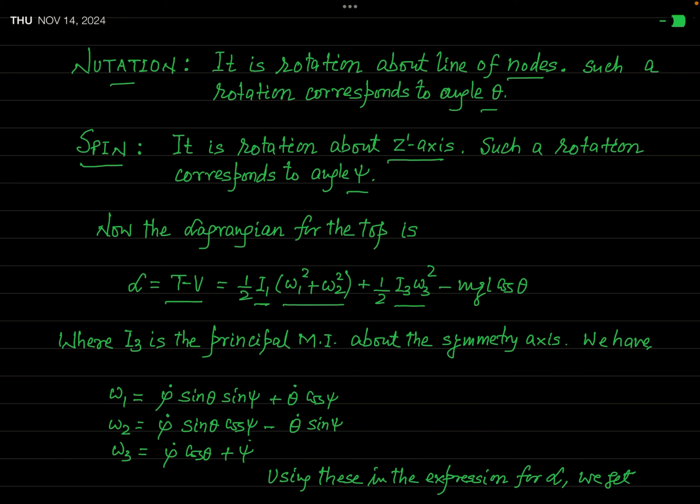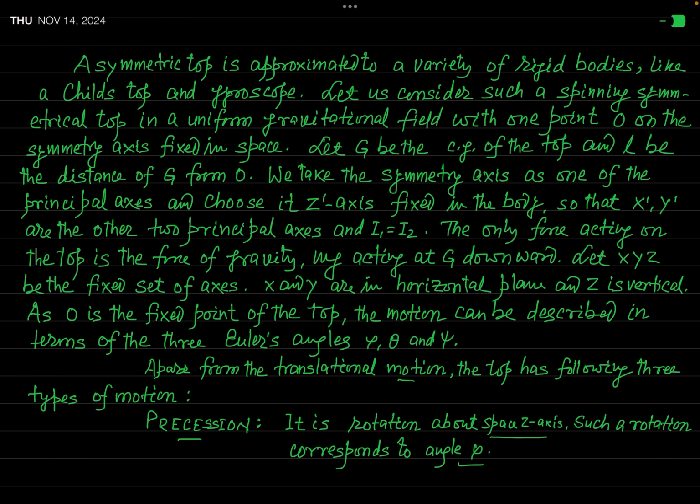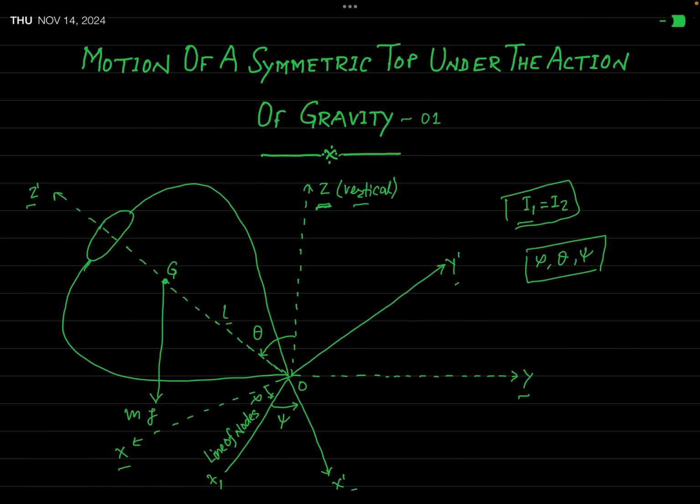And what will be the potential energy of the body? Since this rigid body is not a point mass, its mass is distributed in a volume. So you can find the potential energy by a simple technique. If mass is distributed, then we can follow a very simple technique to obtain the expression for the potential energy of such a body.